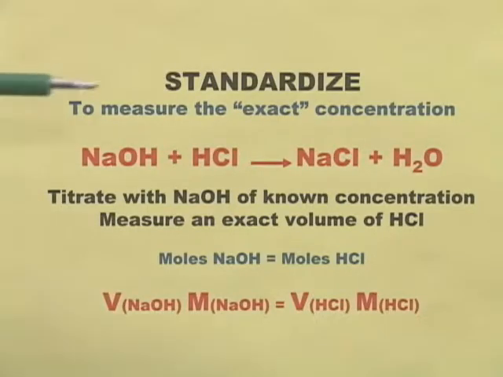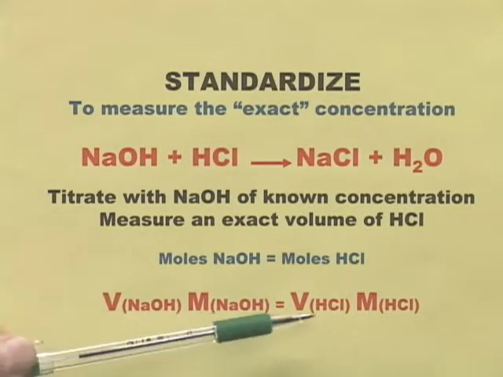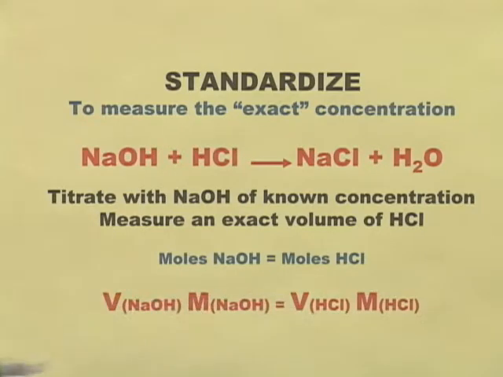We will standardize, that is, find the exact concentration of this HCl solution by titrating with a sodium hydroxide solution of known concentration. Now, since 1 mole of sodium hydroxide reacts with 1 mole of HCl, you can determine the molarity of the HCl from the equation volume times the molarity of the base is equal to volume times the molarity of the acid.